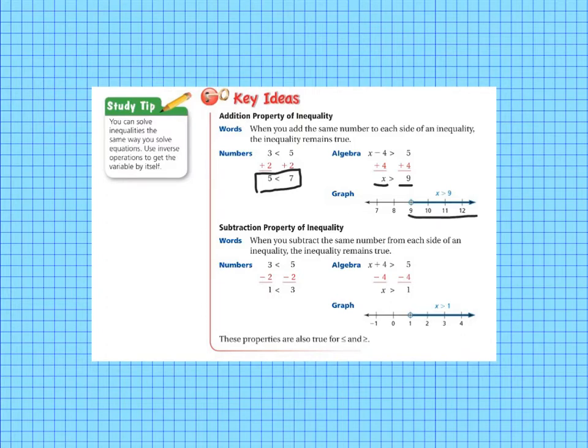and it looks like so. Subtraction property of inequality works exactly the same way. When you subtract the same number from each side of an inequality, the inequality remains true. So here we have subtracting 2 from each side. So 3 minus 2 is 1, and 5 minus 2 is 3. And we have x plus 4, and we're going to subtract 4 from both sides. So we end up with x on the left, and 5 minus 4 is 1 on the right. So x is greater than 1. And it says at the bottom, these properties are also true for less than or equal to and greater than or equal to.